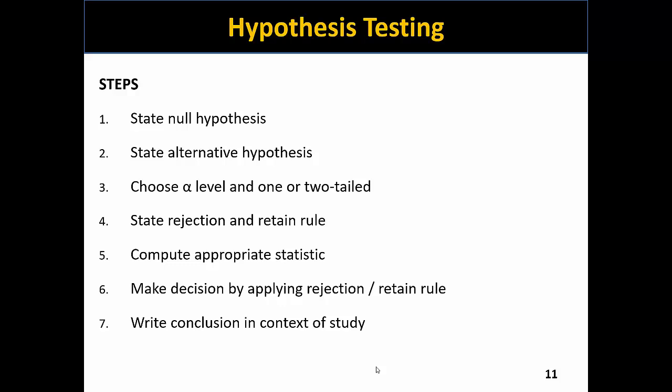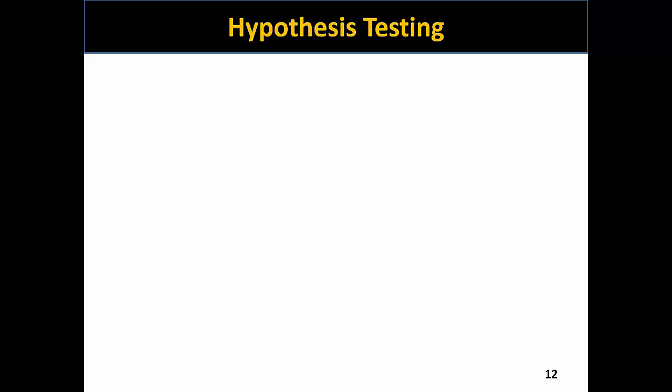Well, we follow the exact same steps. We state the null hypothesis and the alternative, and we choose an alpha level, whether it's 1 or 2-tailed. We state the rejection and retain rule. We compute the appropriate statistic. After the appropriate statistic is calculated, and in this case it will be a t-statistic, we then match that to step 4, the rejection retain rule. We make that decision, and then we write the conclusion in the context of the study.